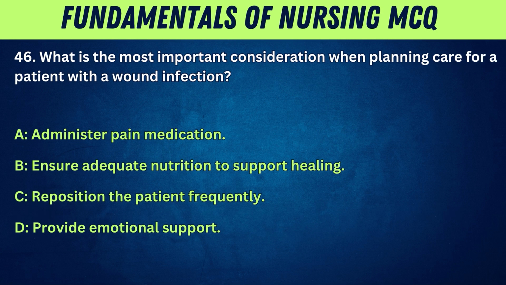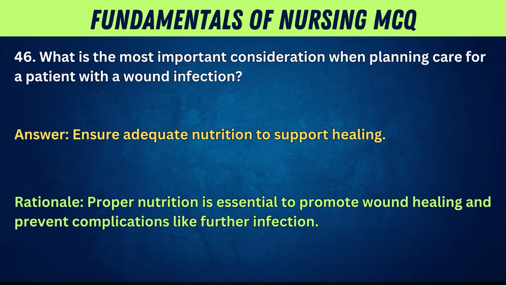46. What is the most important consideration when planning care for a patient with a wound infection? A. Administer pain medication. B. Ensure adequate nutrition to support healing. C. Reposition the patient frequently. D. Provide emotional support. Answer: Ensure adequate nutrition to support healing. Rationale: Proper nutrition is essential to promote wound healing and prevent complications like further infection.